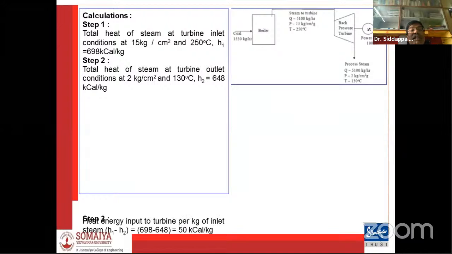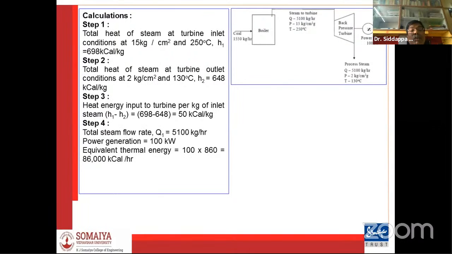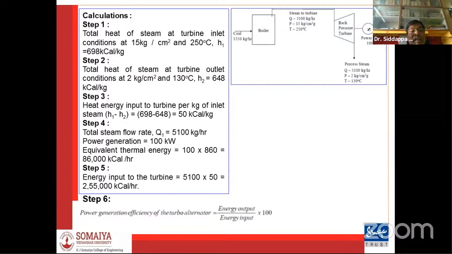The total heat of the steam at the turbine outlet conditions he has given you. The outlet condition is 2 kg per cm square, 130 degrees, H2 is 648. The heat energy input to the turbine per kg of inlet steam is H1 minus H2. Then the steam flow rate Q1 he has given as 5100 kg per hour. The equivalent thermal energy you will get is 86,000 kilocalorie per hour. Then the energy input to the turbine, how much energy you are giving in terms of kilocalorie or kilowatts, you calculate by its mass and the flow rate.